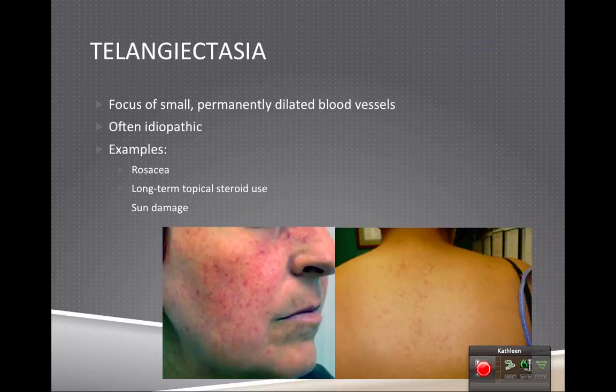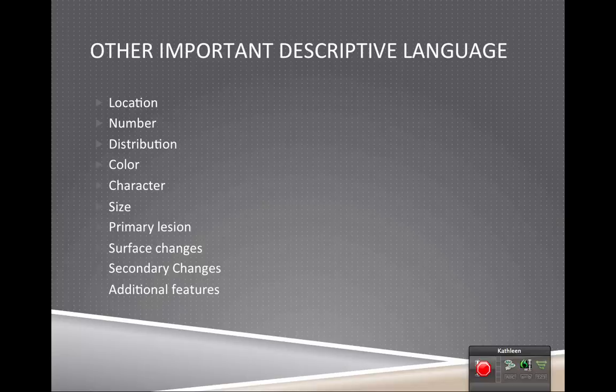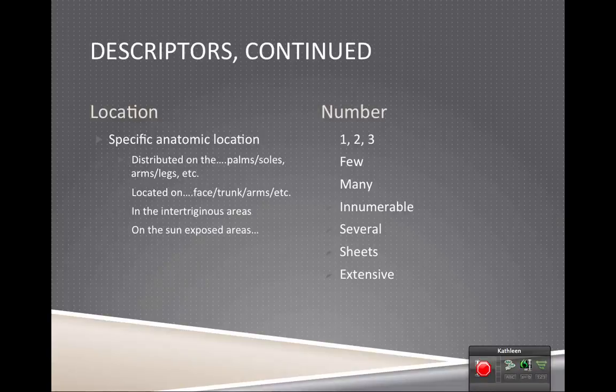Telangiectasia is focal small, permanently dilated blood vessels. It's often idiopathic. Examples are rosacea, long-term topical steroid use, or sun damage. Other important descriptive language are location, number, distribution, color, character, size, primary lesion, surface changes, secondary changes, and any additional features. So descriptors, specific anatomic location.